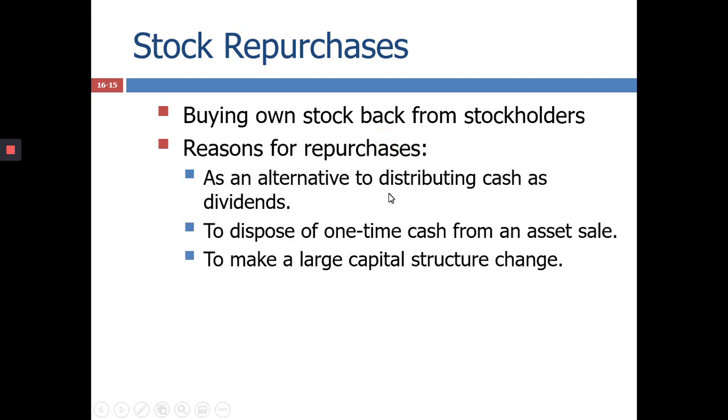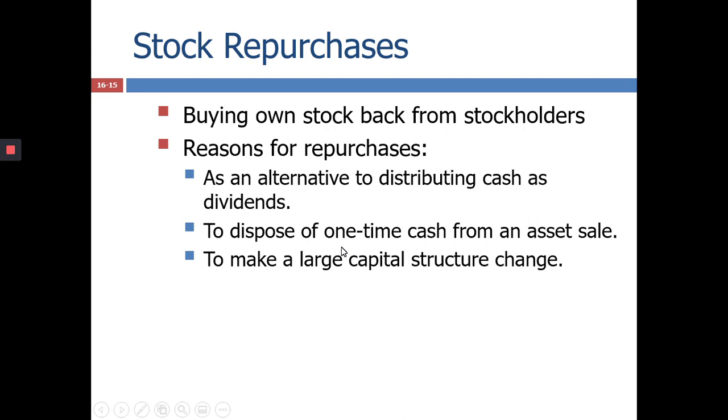The reason for this is, instead of paying dividends, when the company made, let's say, 100 million profit, instead of paying dividend, they can use the money to buy back the shares. Right? So that is an alternative way of distributing cash. And another reason would be to dispose of one-time cash from an asset sale.